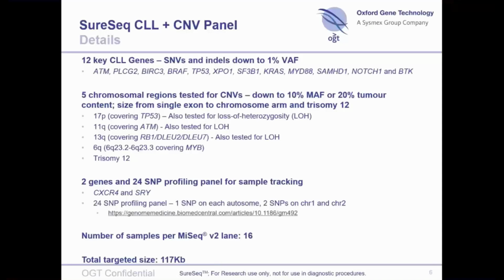The panel includes 2 genes and a 24 SNP profile for sample tracking, has a total size of 117 kb, and this allows for pooling of up to 16 samples on a single MiSeq v2 sequencing run.